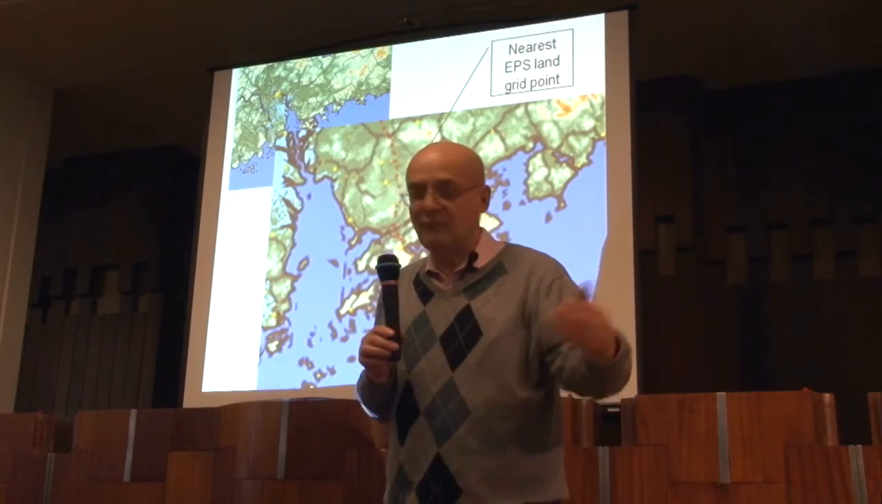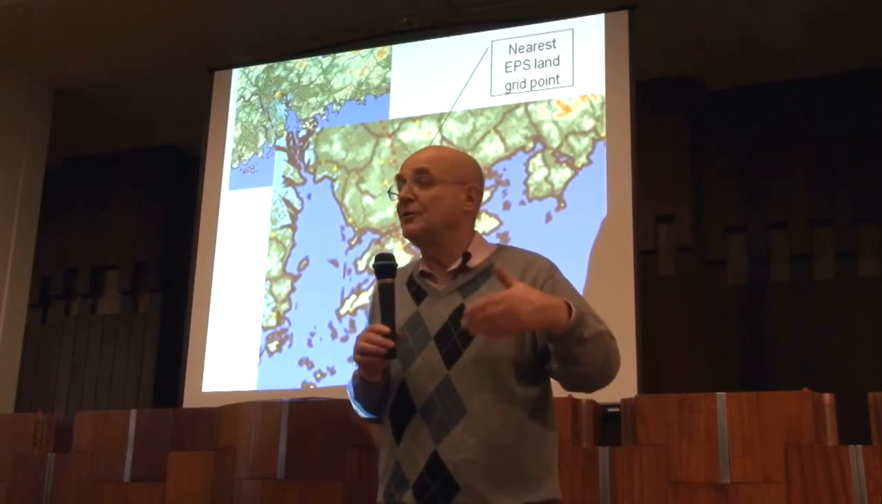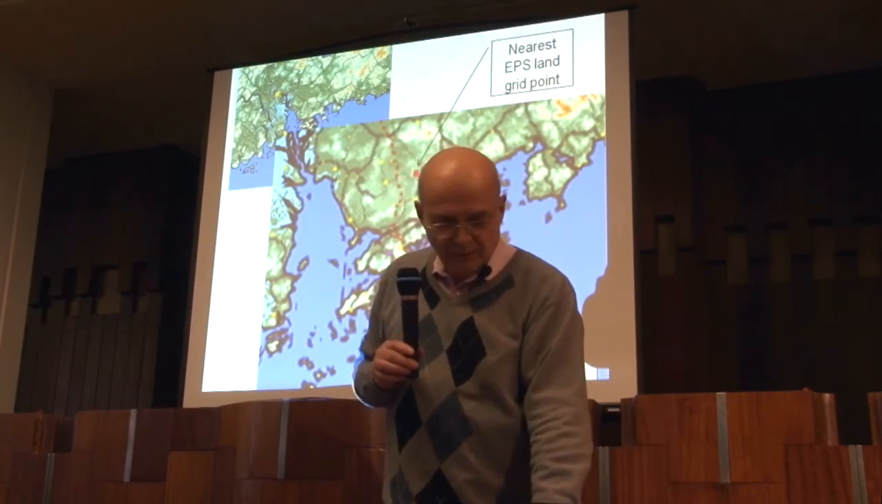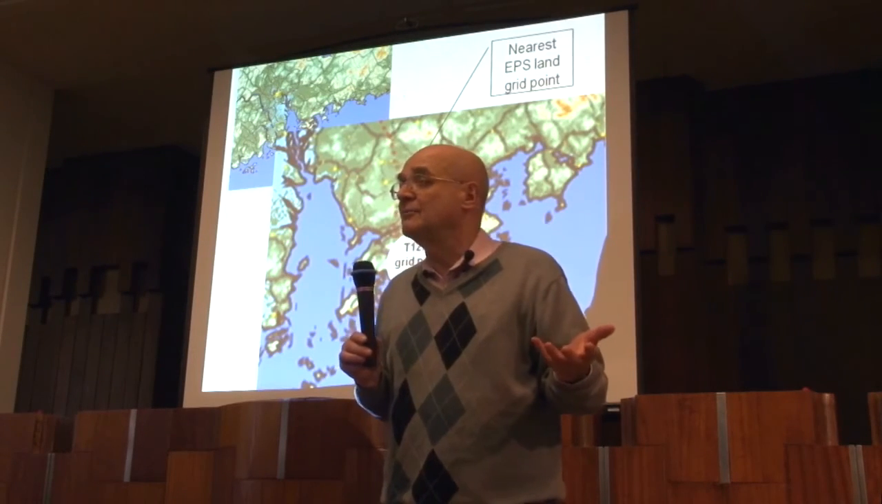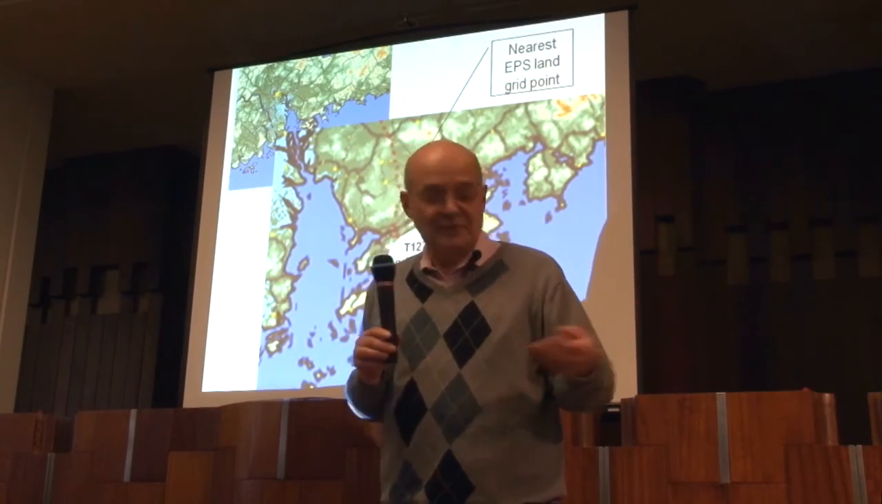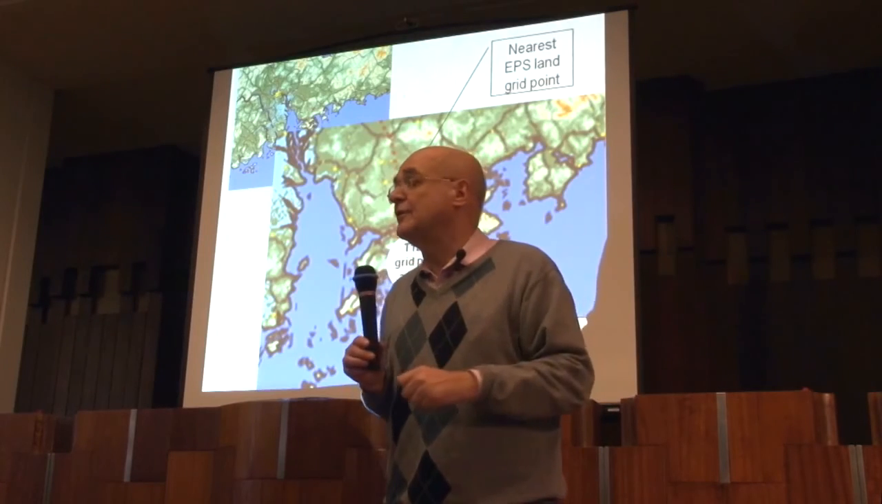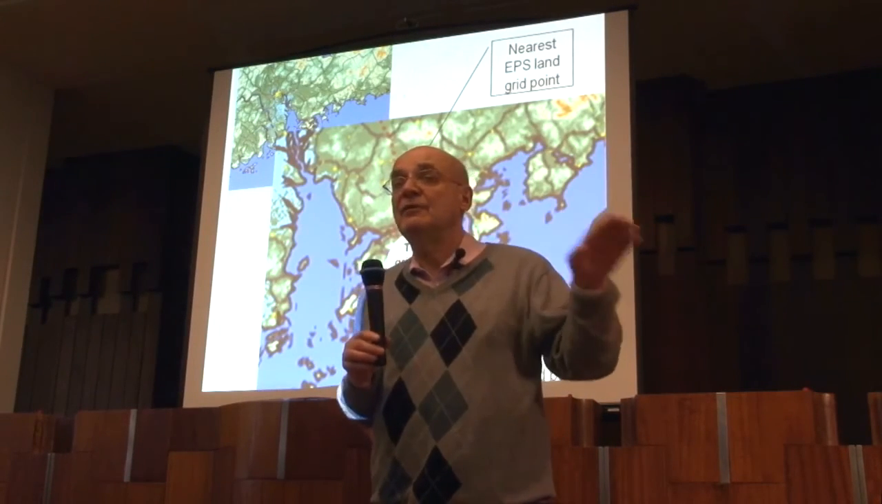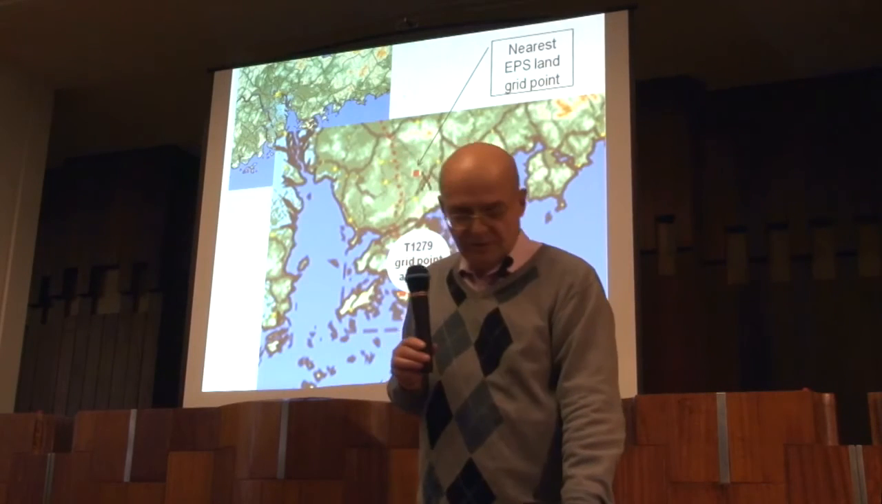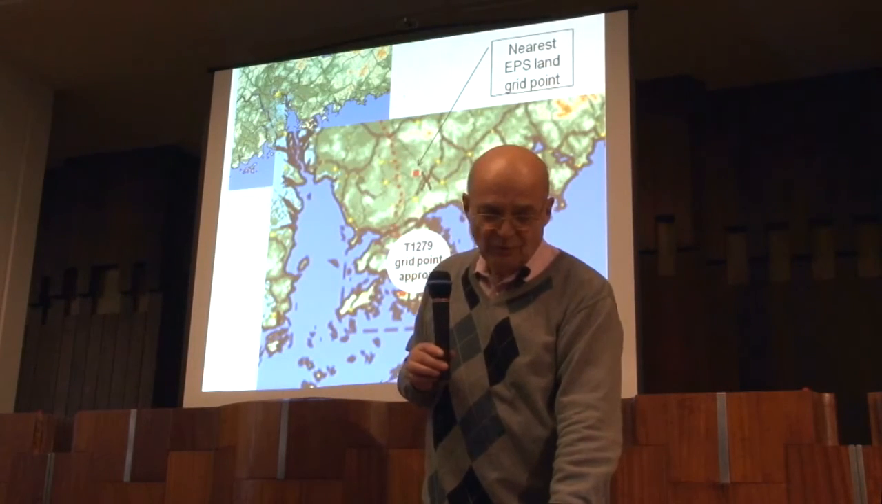That is one to the north, but it might be on a hilly terrain compared to the operational T1279, the state-of-the-art model, which happens to have the grid point more or less exactly over Hong Kong. That's why you have a discrepancy between the EPS and the operational model. It's something to watch out for.